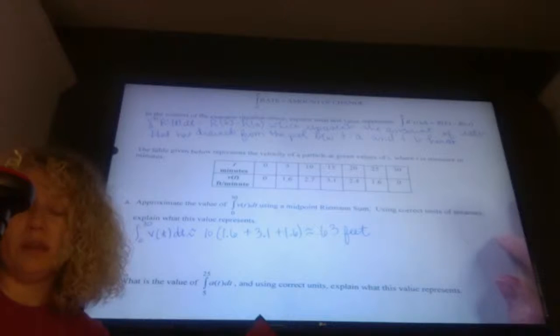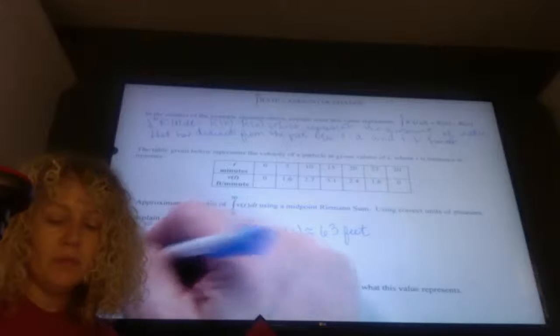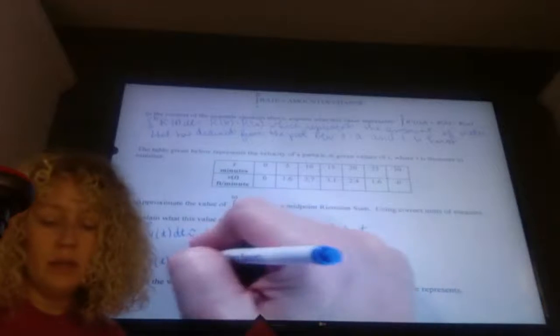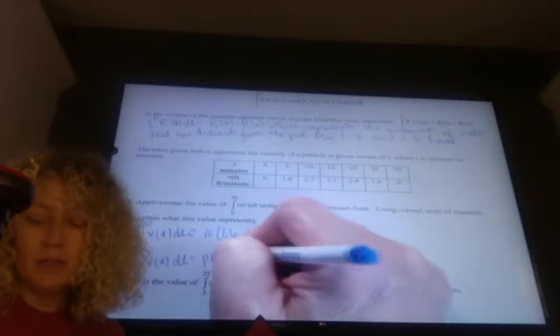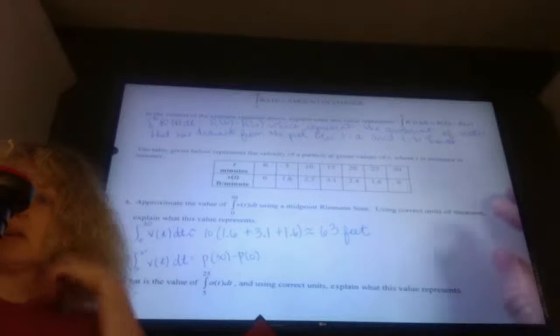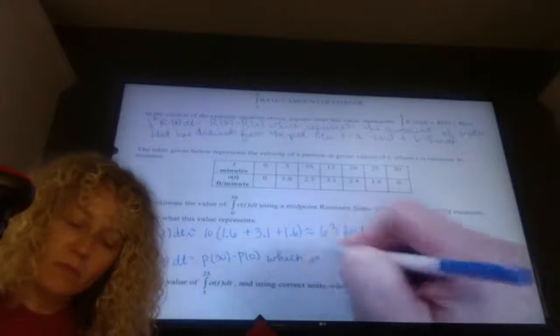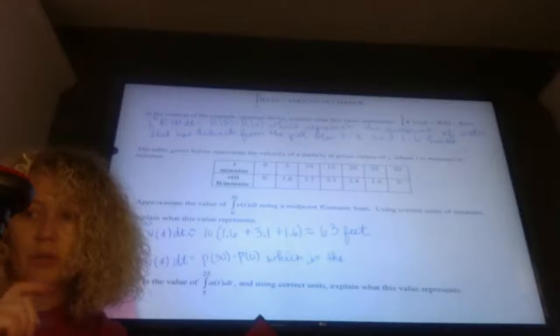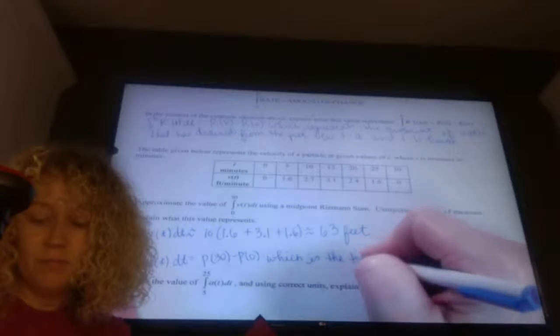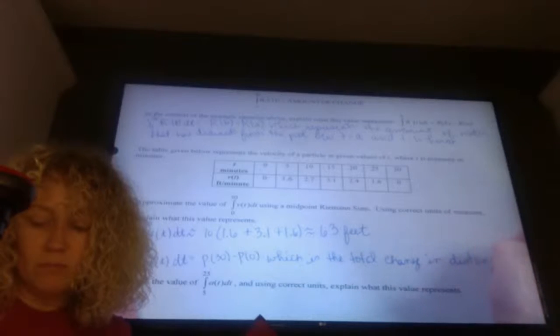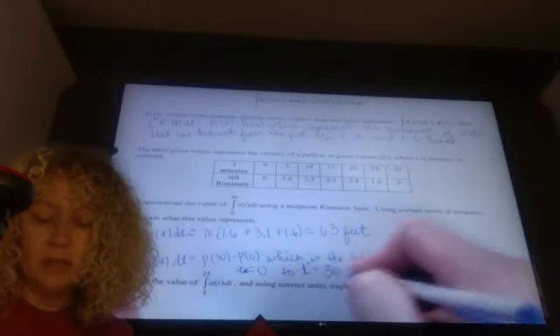And then explain what this value means. Well, the integral from 0 to 30 of v of t dt would be p of 30 minus p of 0, which would be the total change in distance from t equals 0 to t equals 30 minutes.